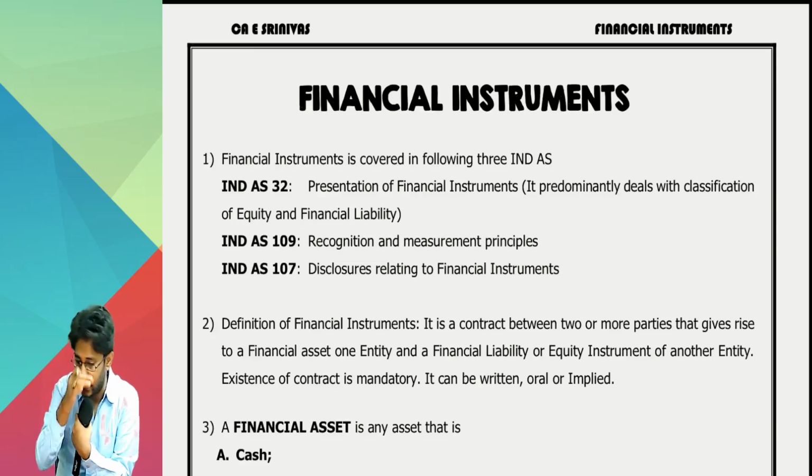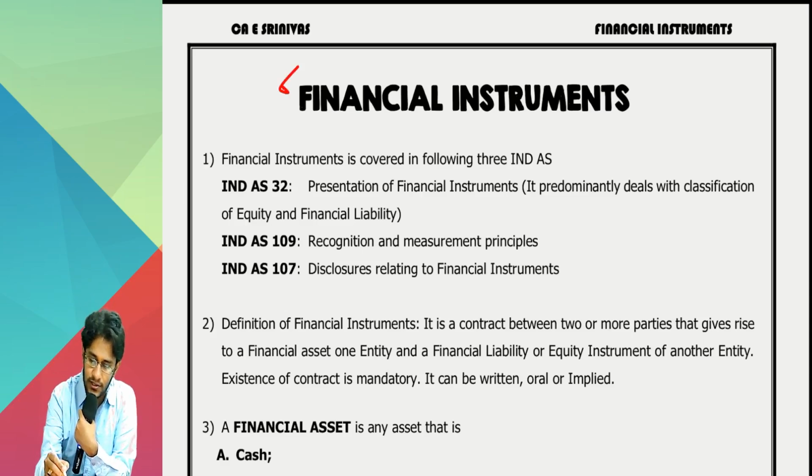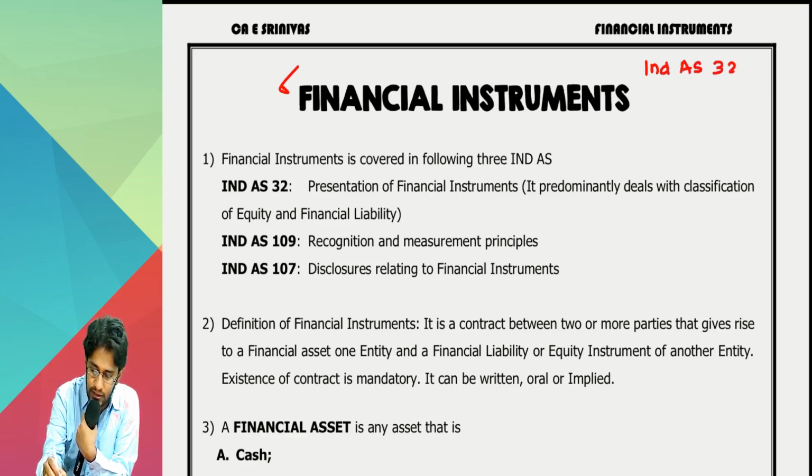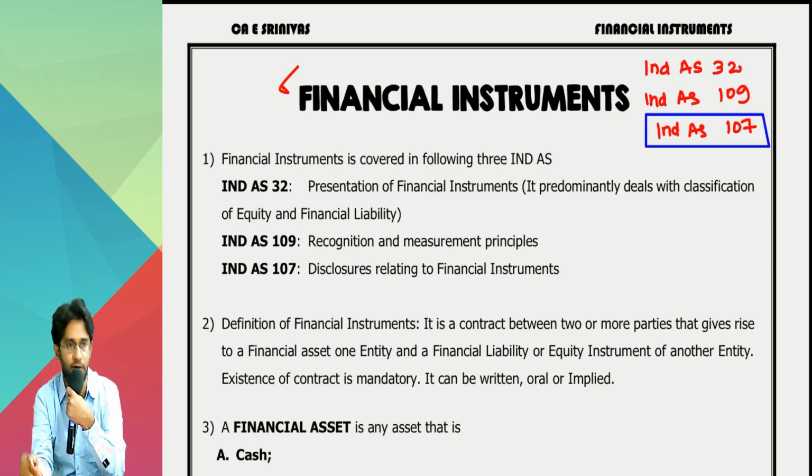So guys, our standard next after intangible assets, actually we have to cover some more asset standards, but since you're already tired with asset standards, we'll start with financial instruments. Sir, financial instruments actually is a mixture of three standards: Ind AS 32, Ind AS 109 and Ind AS 107. In this, Ind AS 107 is a purely disclosure standard, sir. It has got nothing much to do from an examination perspective.